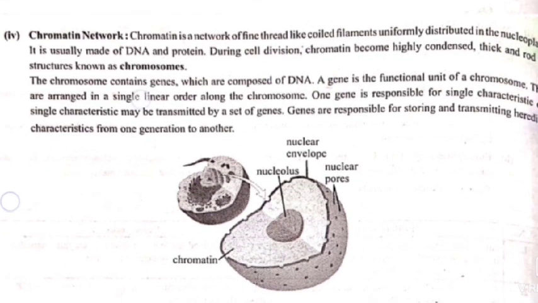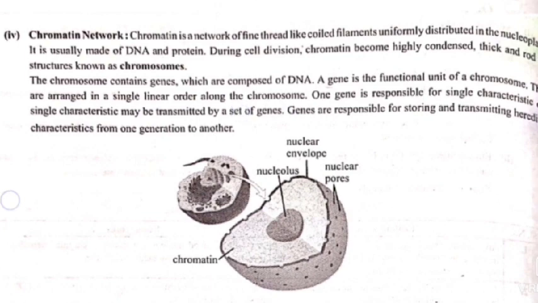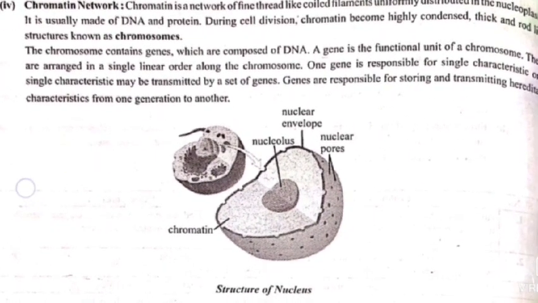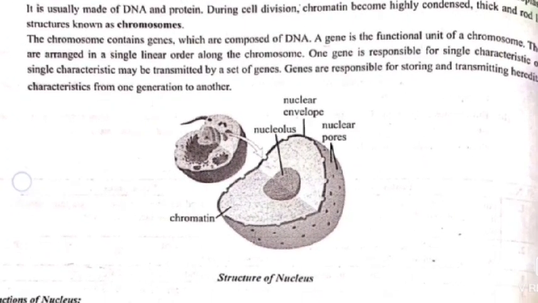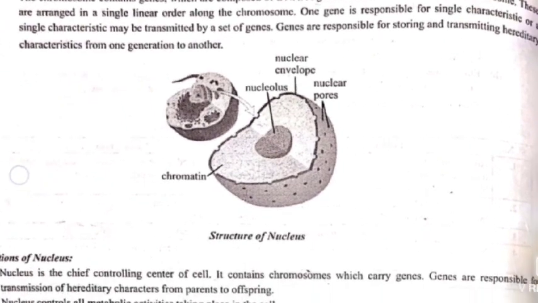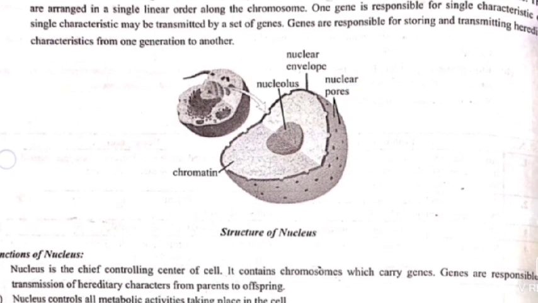These are arranged in a single linear order along the chromosome. One gene is responsible for a single character, or a single characteristic may be transmitted by a set of genes. Genes are responsible for sorting and transmitting hereditary characters from one generation to another. See the structure of the nucleus. The nuclear pores and nuclear envelope are there. The nucleolus is also present, and the chromatin network is also present.